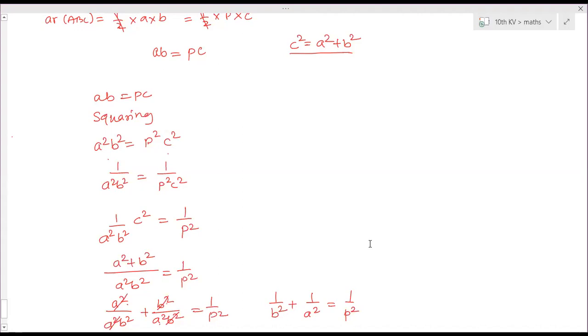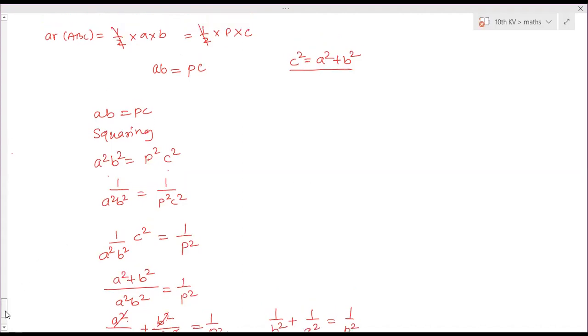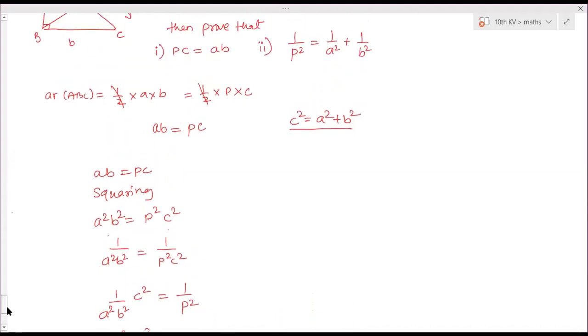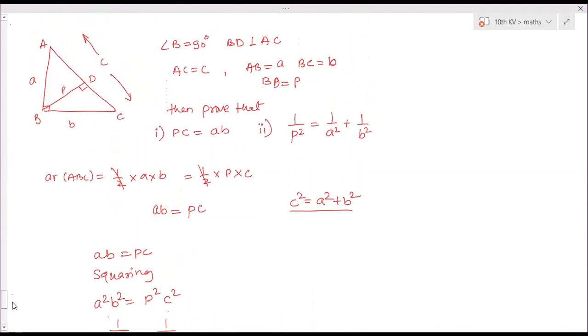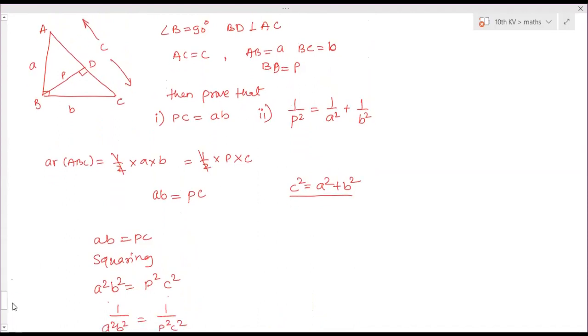Is it clear? Yes, ma'am. It's very easy, and you will most likely get this question in one of the exams. This question is very important. If completed, you can leave, and then start solving the remaining questions of the same exercise.